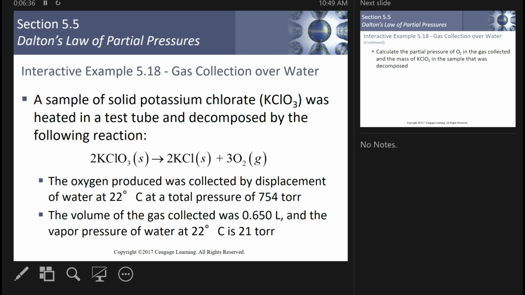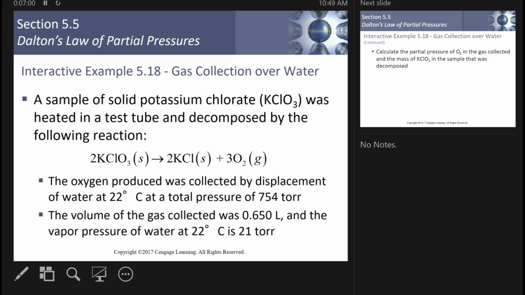Did you say what we're calculating again? So, we're going to calculate the partial pressure of oxygen, and we're going to calculate the mass of KClO3 produced. Okay? All right. So, how are we going to do that? You want to count? Okay. So why is this given to me?